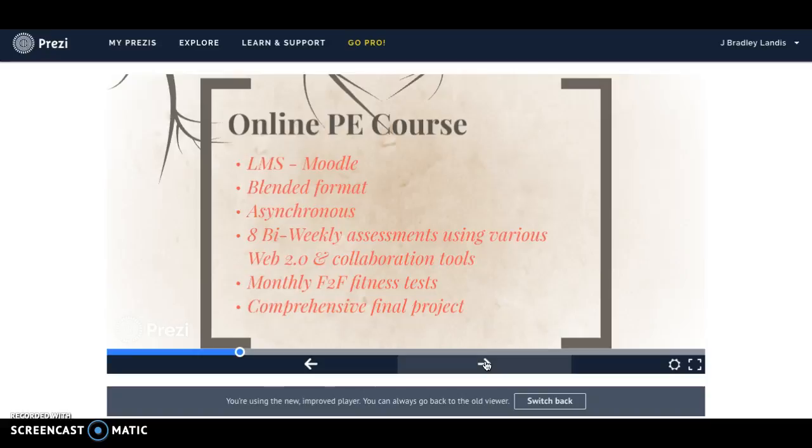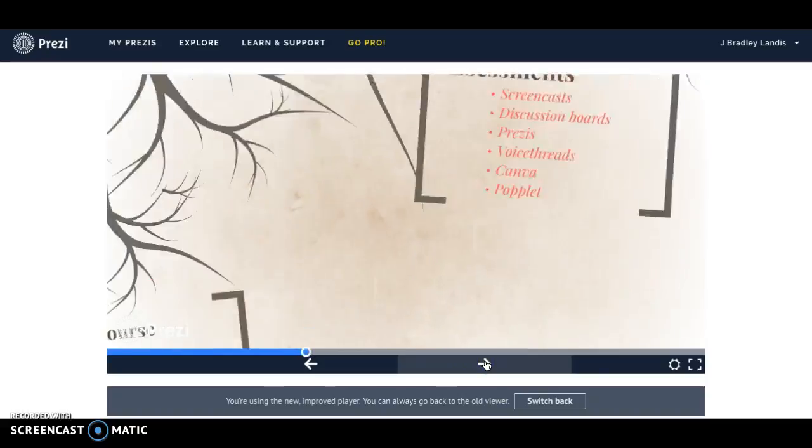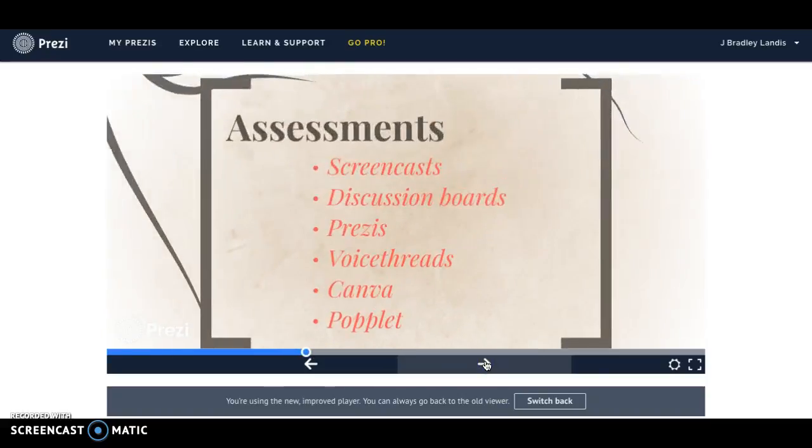I'll go over some more of the asynchronous aspects of it and some of the assessments, but that's the basic outline. The assessments would include screencast discussion boards, Prezis, like I'm doing here, VoiceThreads, Canva, and Poplet, just to name a few. These would all be asynchronous.